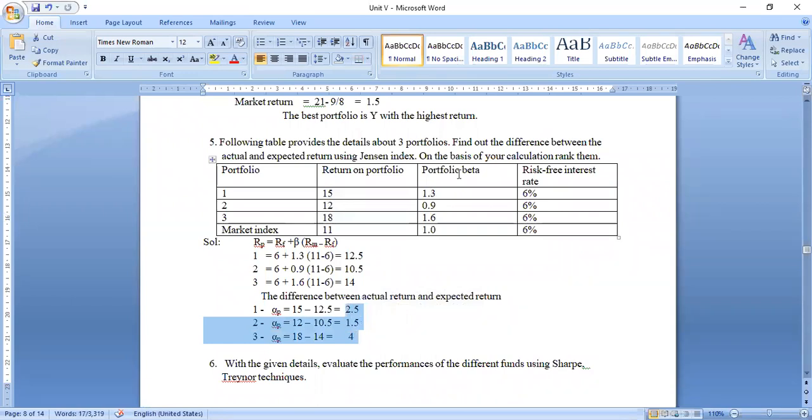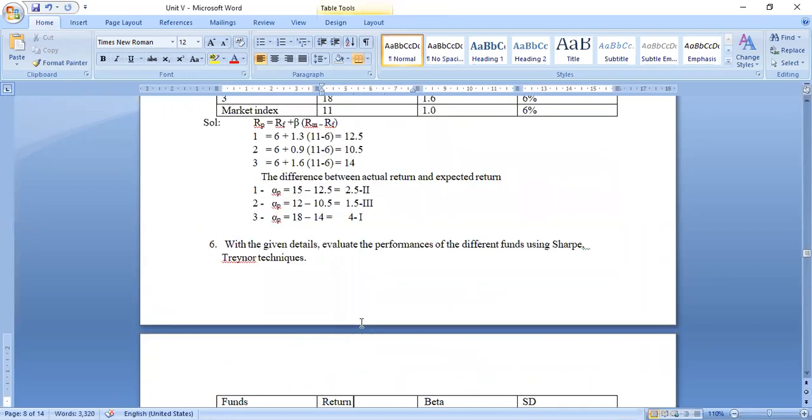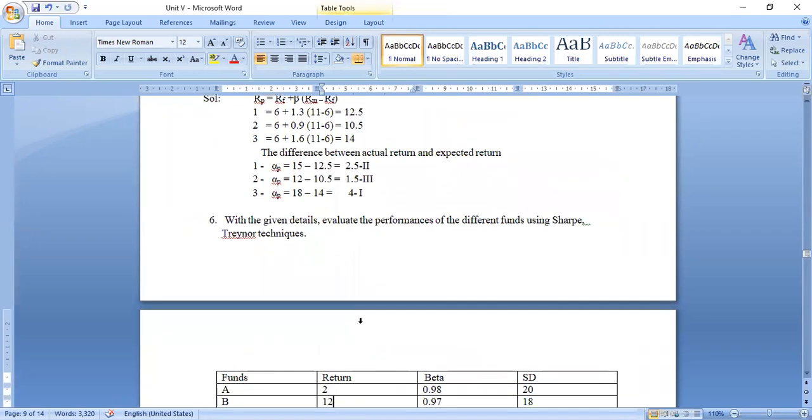They have told us to rank them on the basis of your calculation. Okay, now when we are ranking, this is going to be first because the return is high, this will be second, and this will be third. So whichever formula you feel easier, you can use out of the three formulas for Jensen's performance index.